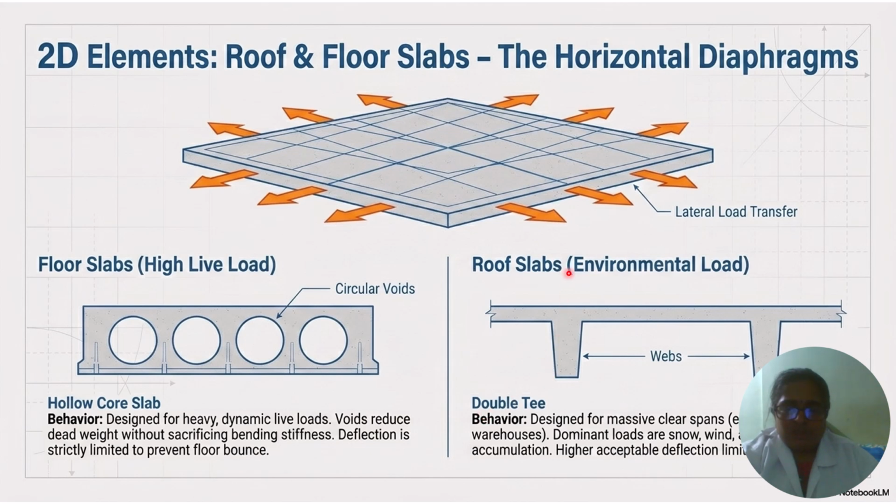And the next one is roof slabs, that is environmental load. Double T, designed for massive clear spans in warehouses. Dominant loads are snow and wind accumulation, and a higher acceptable deflection limit is allowed. The difference between the two components here is termed as webs.